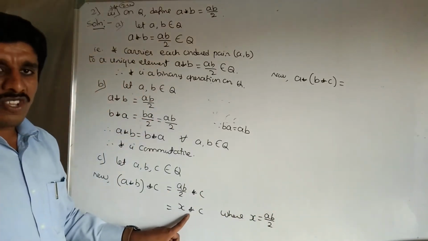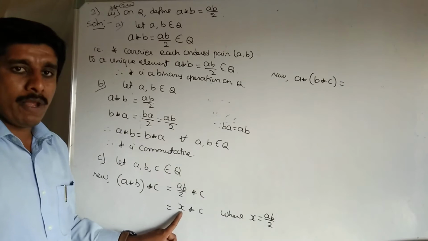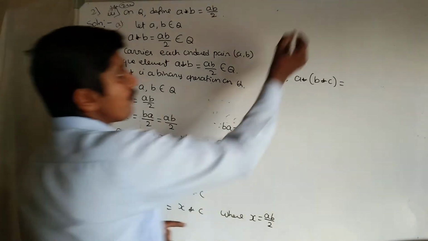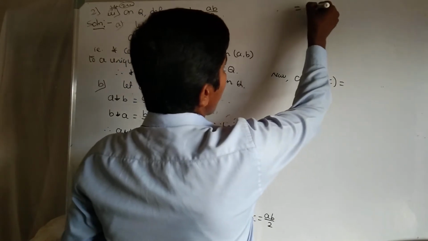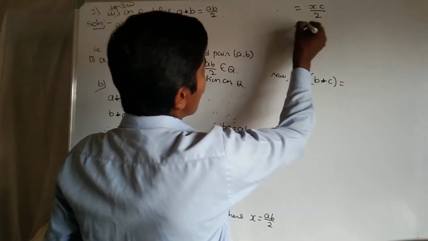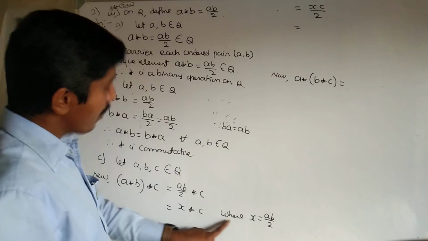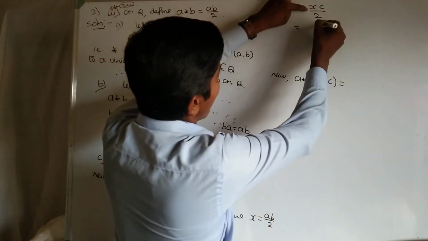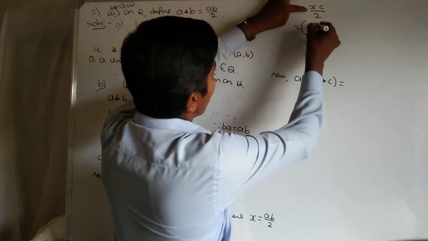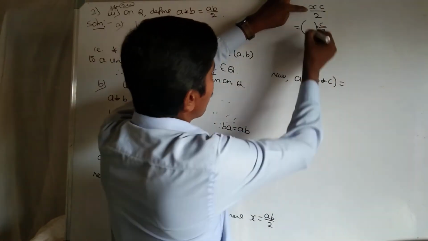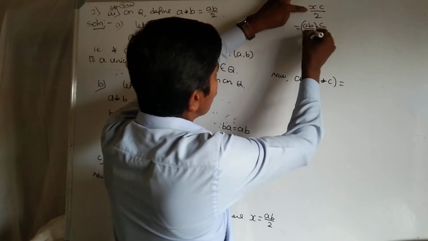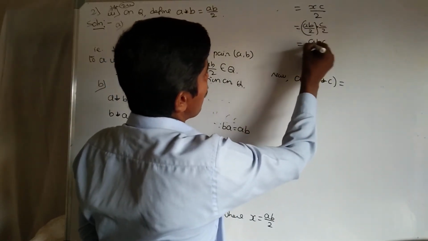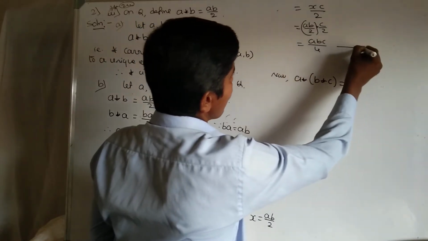Now, by the defined binary operation, star A star B is AB by 2. X star C is XC divided by 2. Now substitute the X value, so AB by 2, and here C by 2 as it is. X value AB by 2, AB into C, ABC divided by 2 into 4. Call it equation 1.